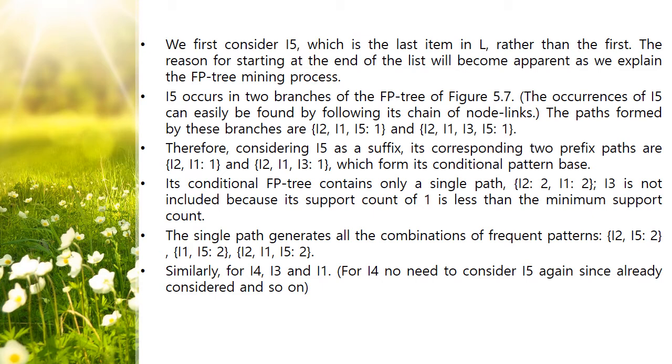The single path generates all the combinations of frequent patterns, that is I2, I5 with support count 2, I1, I5 with support count 2 and I2, I1, I5 with support count 2. Similarly for I4, I3 and I1. For I4, no need to consider I5 again since already considered, and so on. So this is once again explained using this particular slide, and you can add these points while you explain the example.